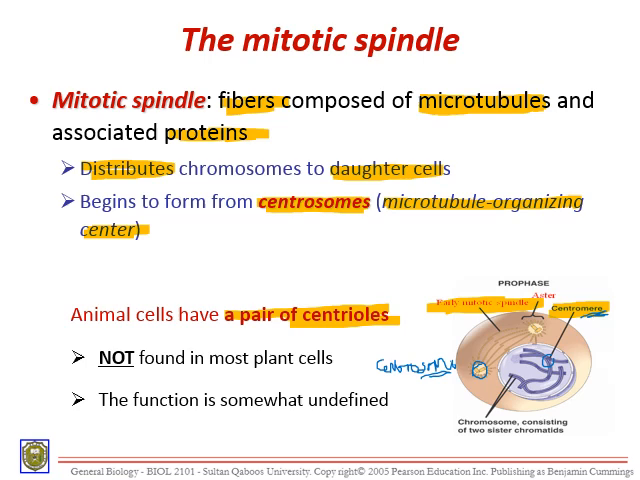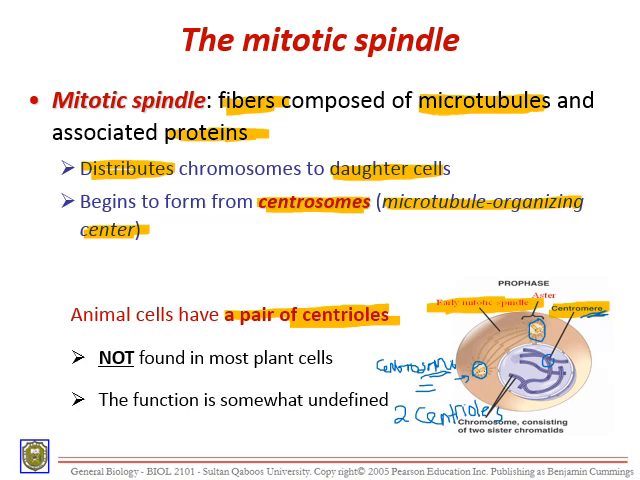Each centrosome in animal cells is made up of two centrioles. And remember, this is only in animal cells. Let's have a look at one centrosome. This is one centrosome. It's made up of one and two centrioles. This is another centrosome. It's made up of one and two centrioles.